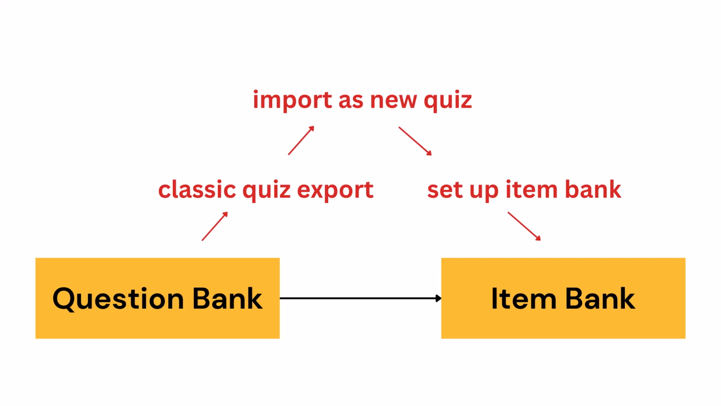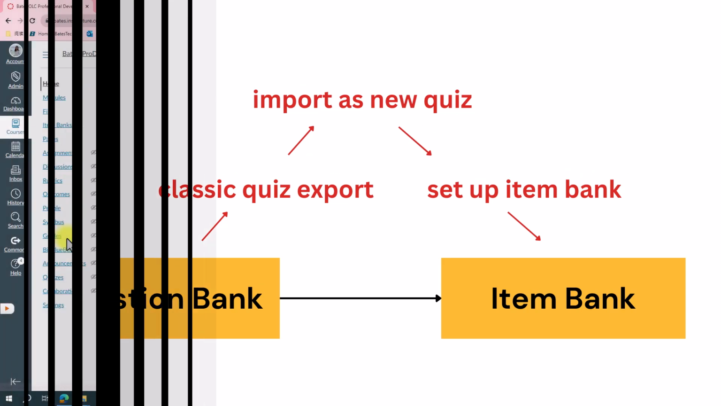So, to work around this limitation, you need to perform a series of steps. First, you will need to create a classic quiz that includes all of the questions from your existing question bank. Then export the quiz file, then import it back into Canvas, but this time you will need to set it up as a new quiz. Finally, you'll be able to set up an item bank from the newly imported quiz, as it will contain all of the questions extracted from the original question bank. I know this process isn't the most straightforward, especially for very busy faculty. But don't worry, I'll walk you through it step by step in the next segment of this video.